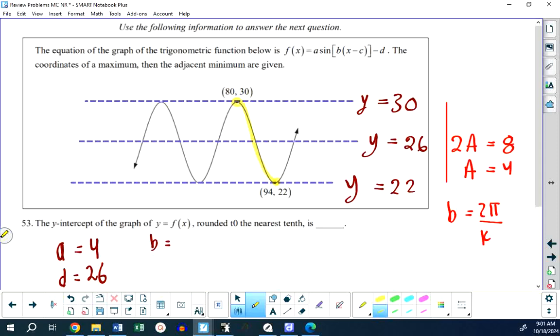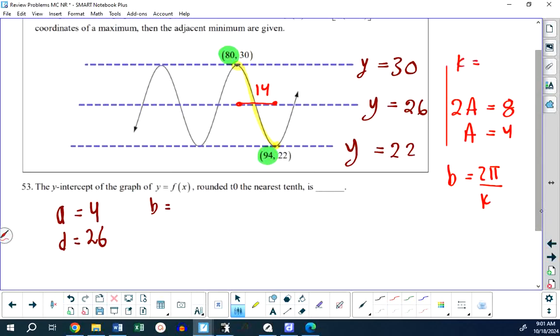It goes from x equals 80 to x equals 94, which means there's a total horizontal distance there of 14. Well, if that distance from here to here is 14, the period is 28. This is a long, involved question, by the way, right? It's not a simple question. And that means that B will have a value of 2 pi over the period we've determined, which is 28. So B has a value of pi over 14.